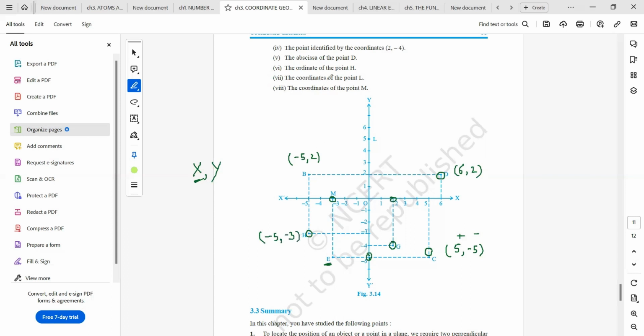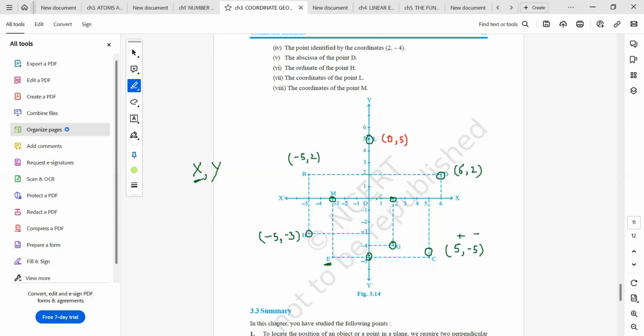The coordinates of the point L. Point L is here on the y-axis. I mean 5, 0. Again, you did the same thing. 0, 5. Always write the x coordinate first.